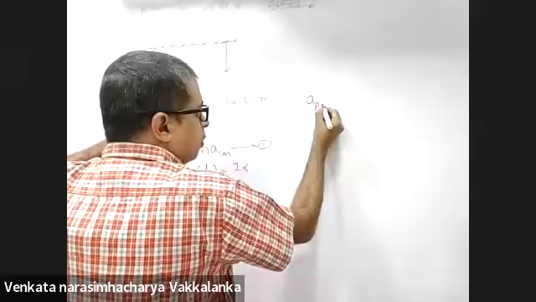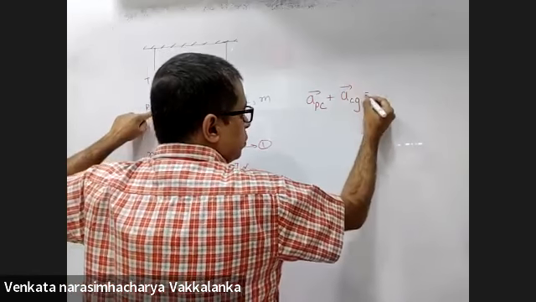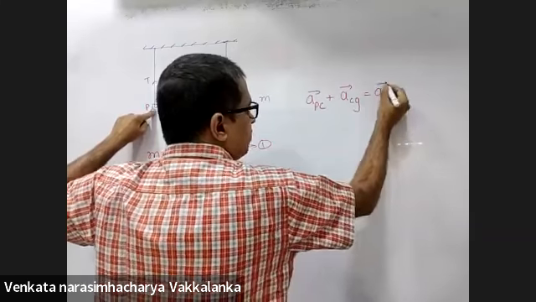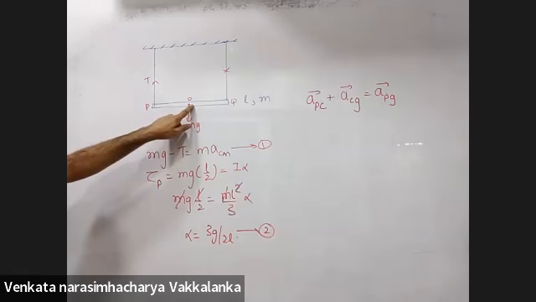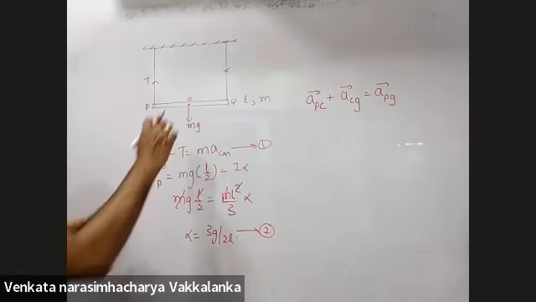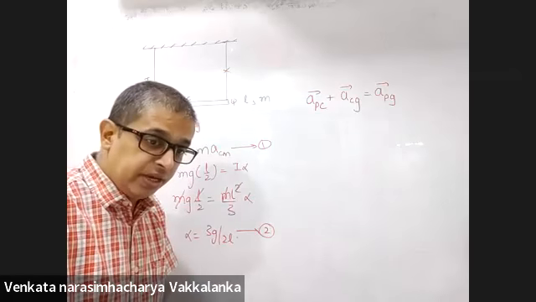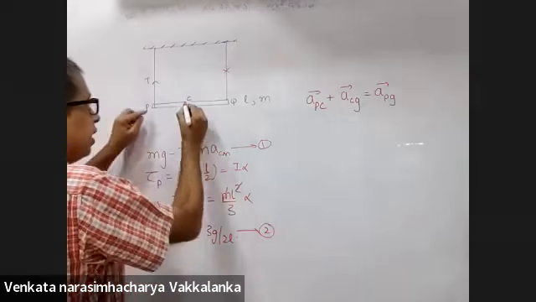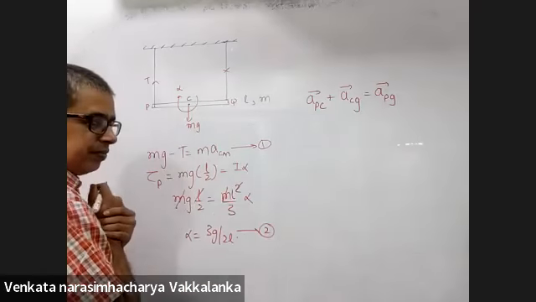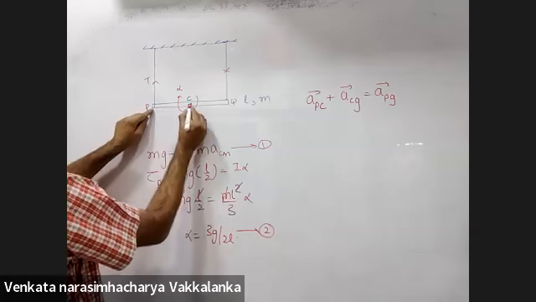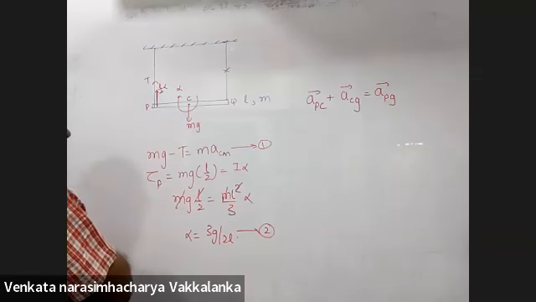Acceleration of point P with respect to center of mass plus acceleration of center of mass with respect to ground is acceleration of point P with respect to ground. Do you agree with that? Yes. About the center of mass, the body has an angular acceleration of alpha. So acceleration of point P with respect to center of mass will be L by 2 alpha. Do you agree with that?